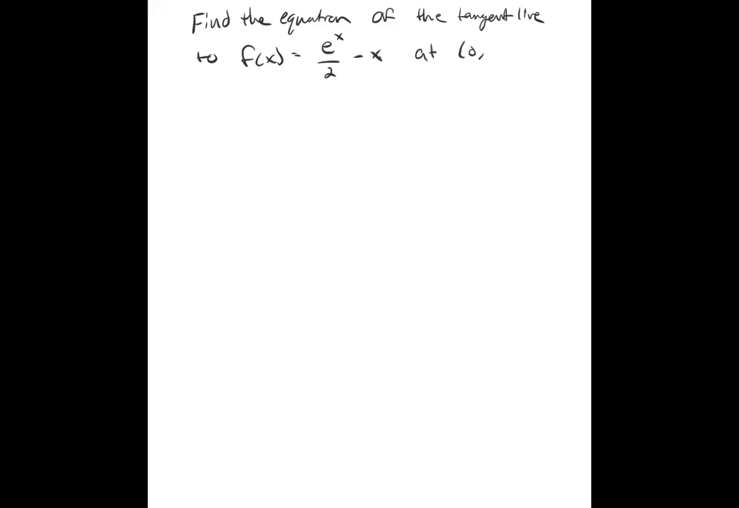Next thing I wanted to do is give you an example of finding the equation of tangent lines, because we probably haven't done that since Calc 1. So it's always just good to have a little refresher, a little bit of algebra work here. So find the equation of the tangent line to f of x is e to the x divided by 2 minus x at the point (0, 1/2).